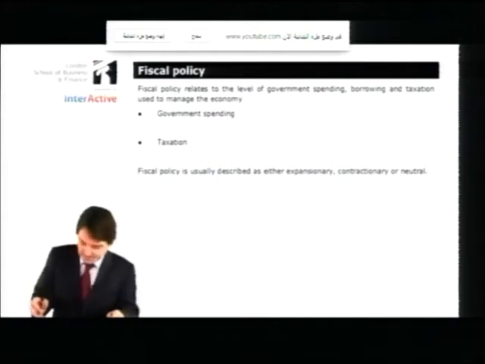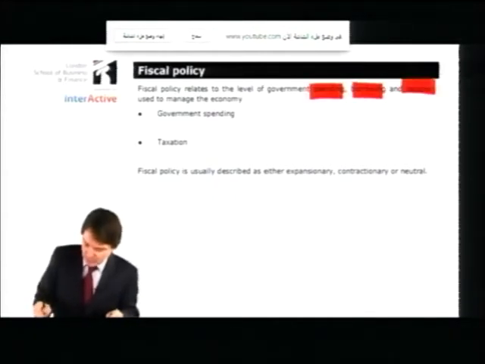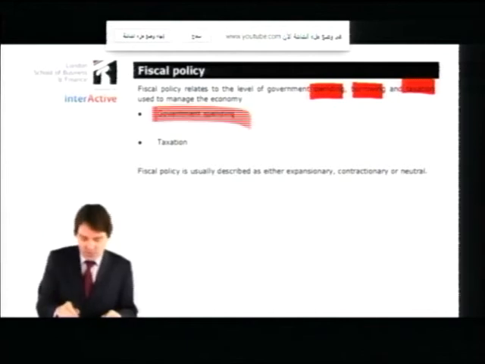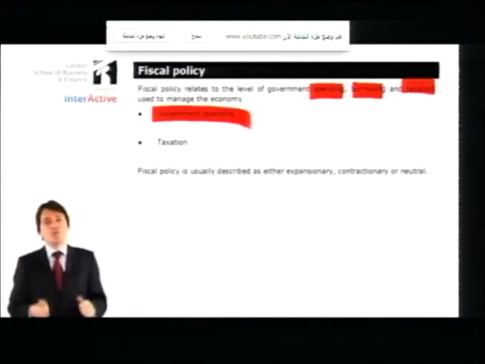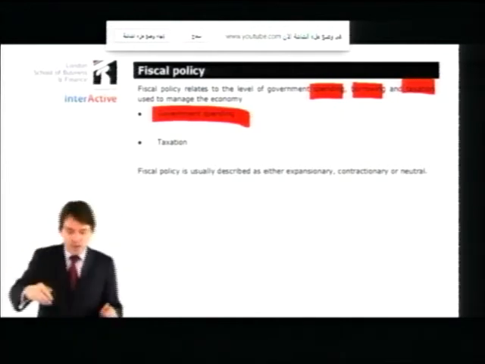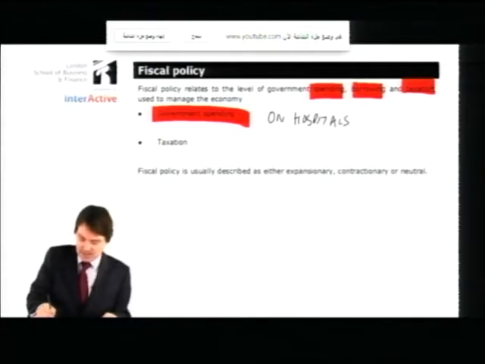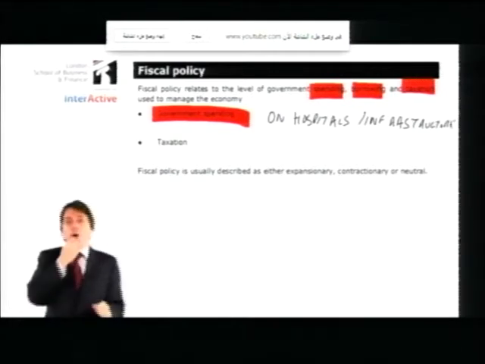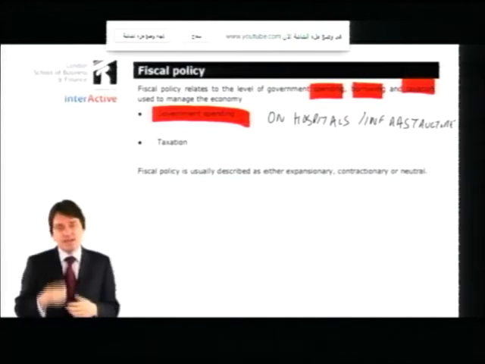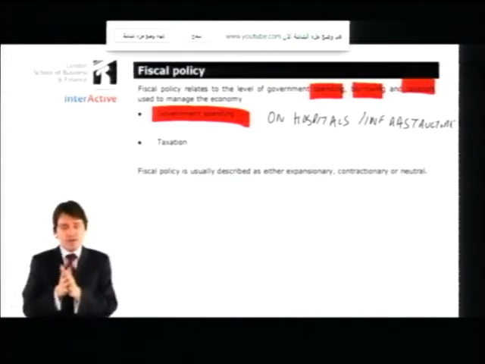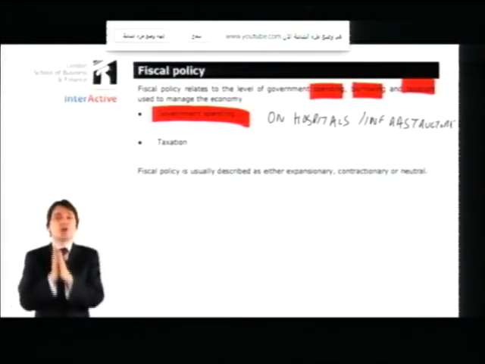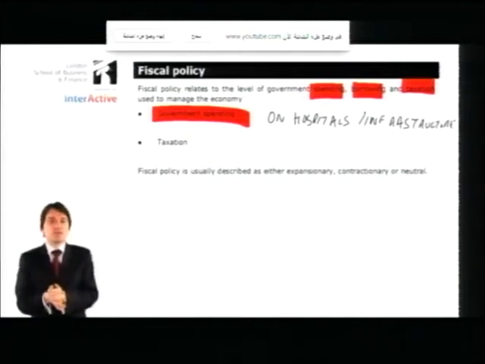Fiscal policy is all to do with spending, borrowing and taxes. Government spending. If we want to boost the economy, we will increase spending. We will spend money on hospitals. We will spend money on infrastructure, road building, etc., etc. One of the things that the American government did in the 1930s, following the Great American Depression, was they just started building things almost for the sake of it.